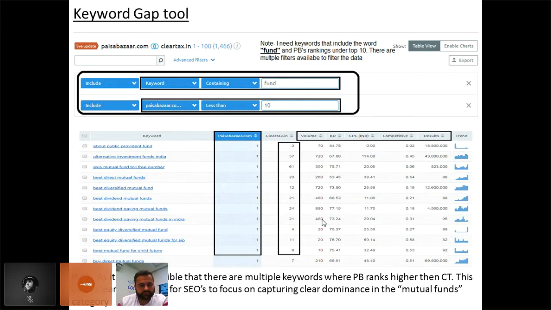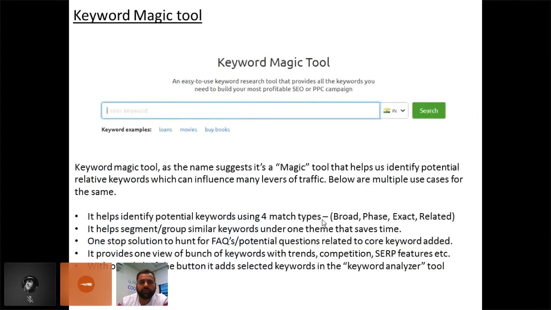Moving to the next slide, it's about the Keyword Magic Tool. So now what we have is the keywords that the competition is ranking for, and as the name suggests, the keyword tool is the Keyword Magic Tool. It can influence many levels of traffic if it's used at its maximum peak. It can be used in four types.